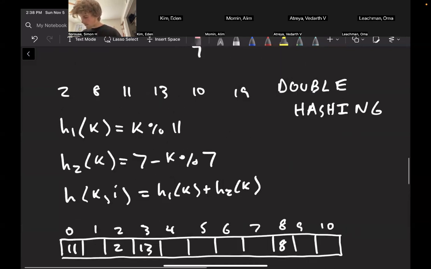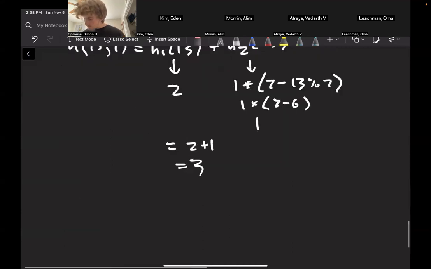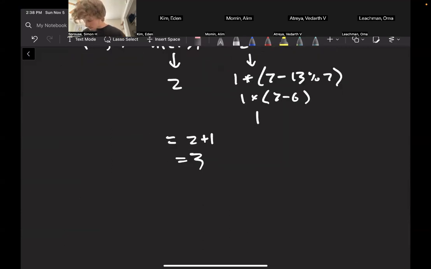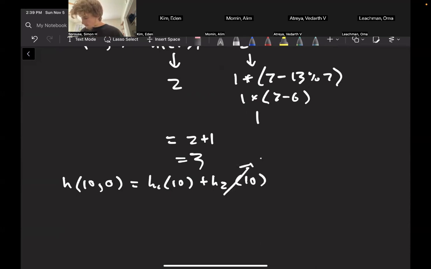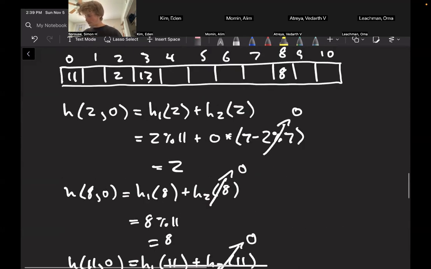Okay, so we added 13. Let's add 10. So 10 is going to be this. It's h2 of 10, and you know this is 0. So 10 mod 11. Okay, so that will go here.